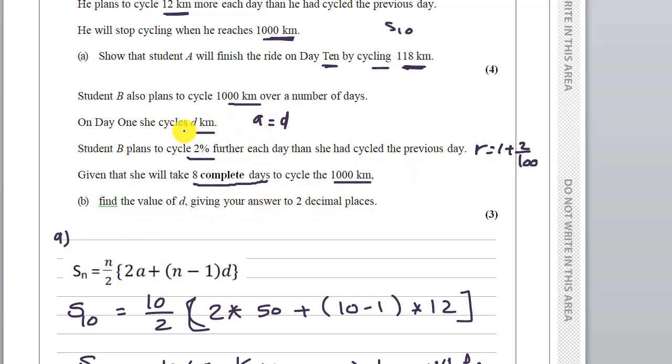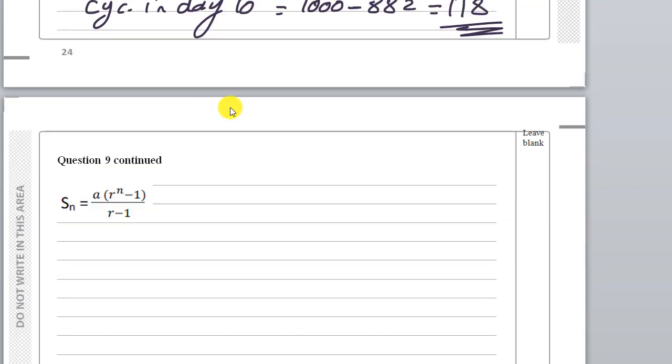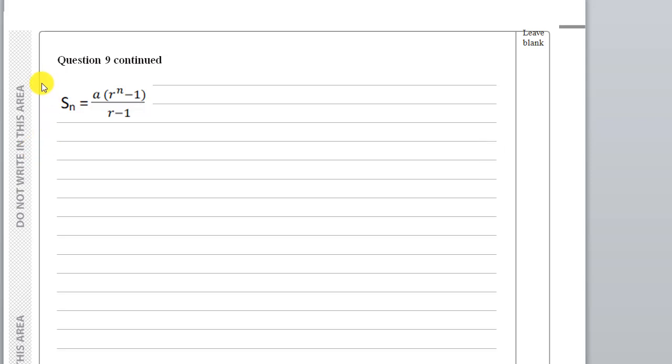So we need the first distance that she cycled, which is D or A. Now let us start to solve this question. So now we know this is part B.